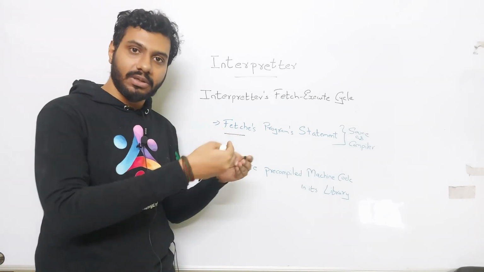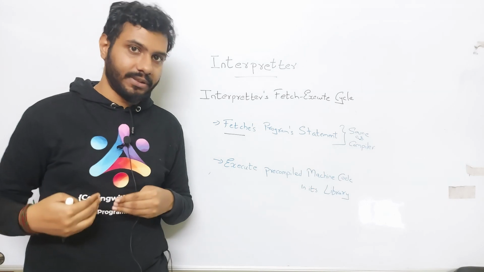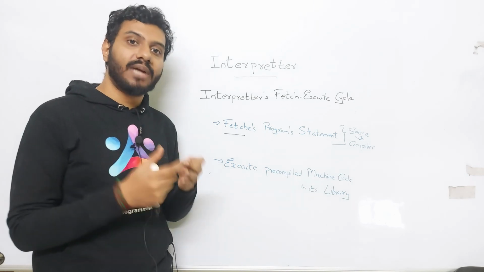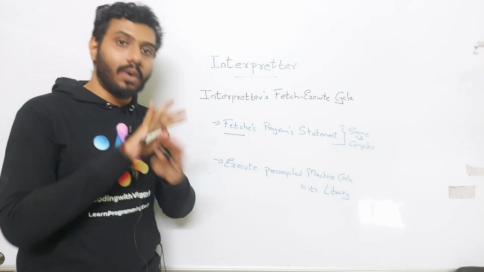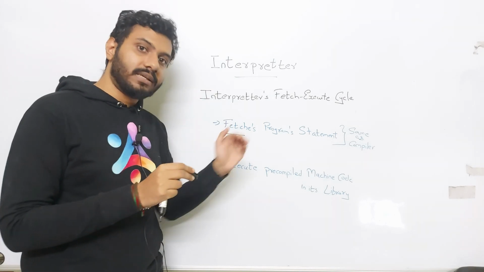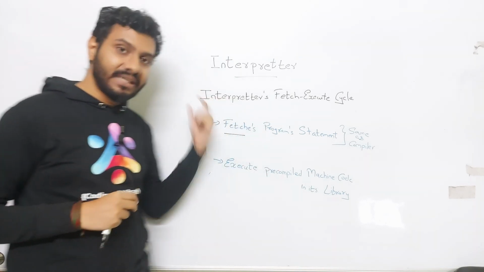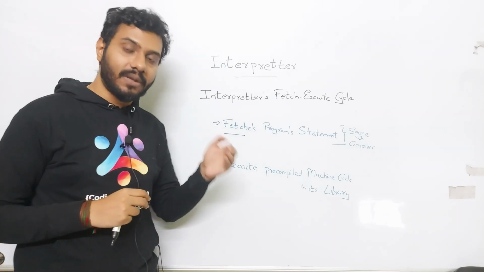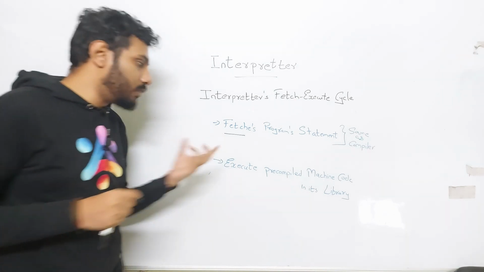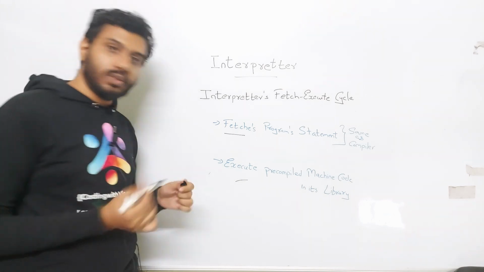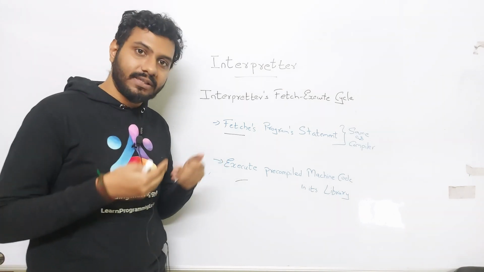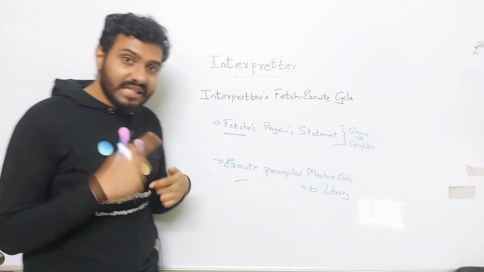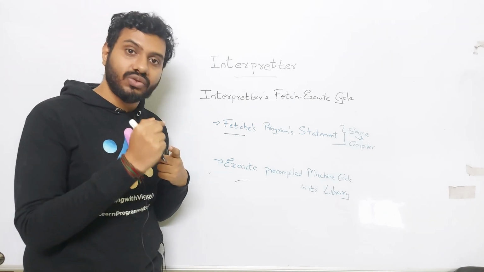From the memory the instructions are given to the interpreter. But here the instruction is in the form of a program statement, that is source code, not machine code. In the CPU the instruction is in the form of machine code, but here the instruction is in the form of source code. The program statement is given from the memory to the interpreter. Now how does the execute happen? The interpreter has the instruction, the source code statement. The interpreter will first understand the statement.